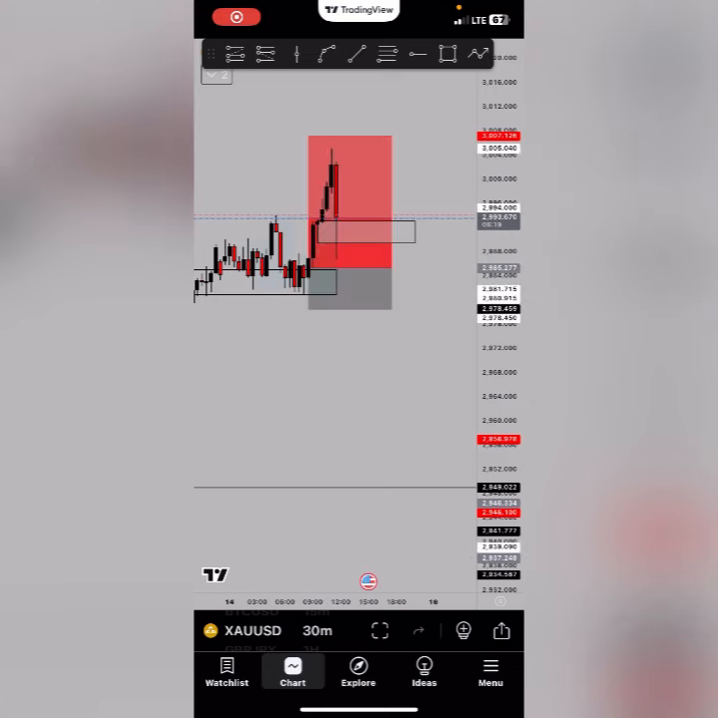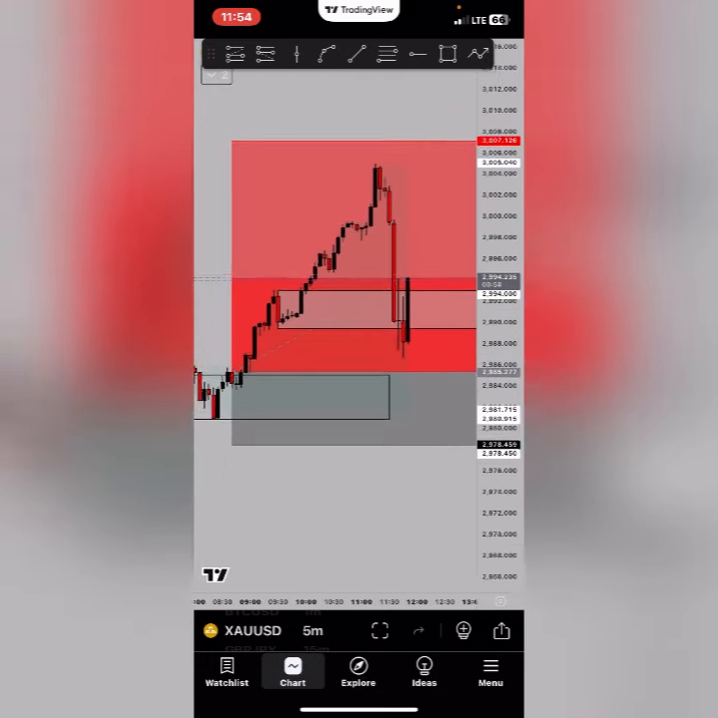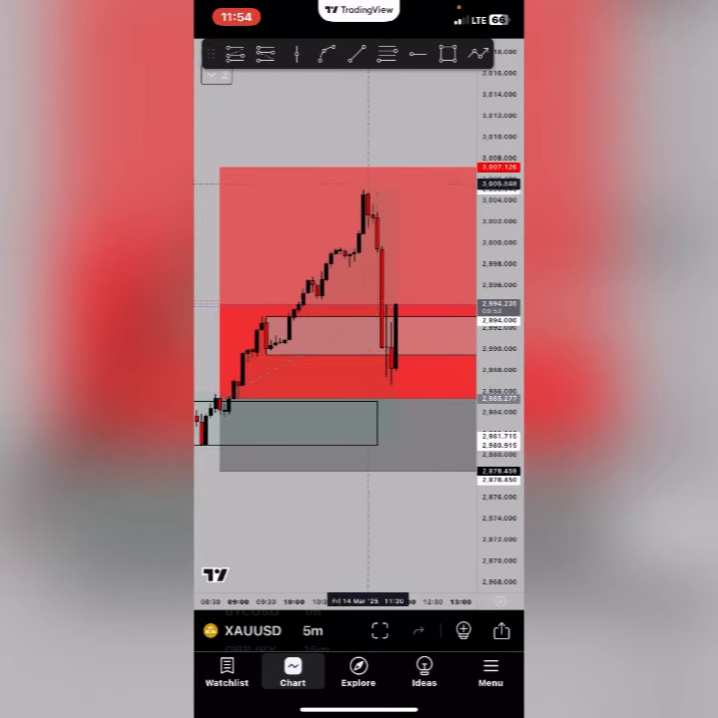All right guys, as you can see, this is what happened on gold. I just took profit, and immediately after I took profit, gold started to drop. What I saw was this reversal. Okay, this was what I saw. Price just started to reverse from this point right here.